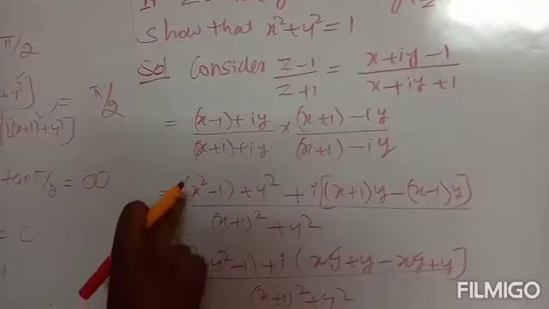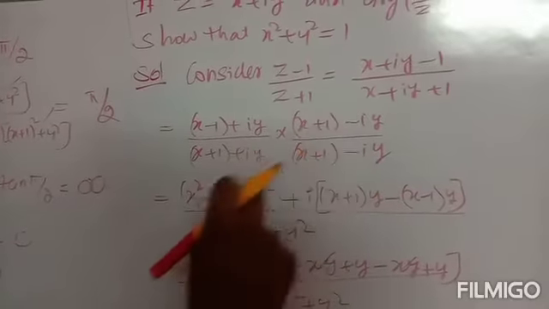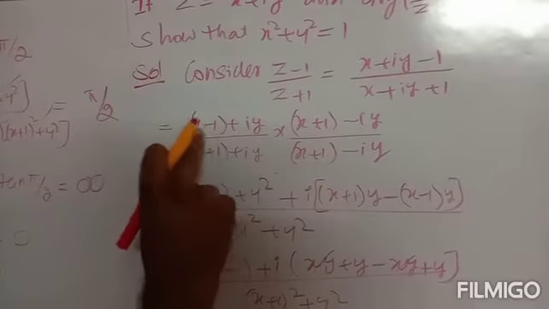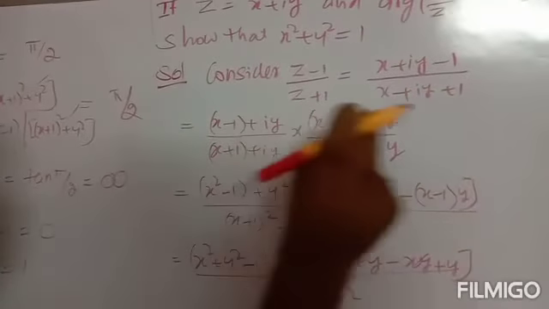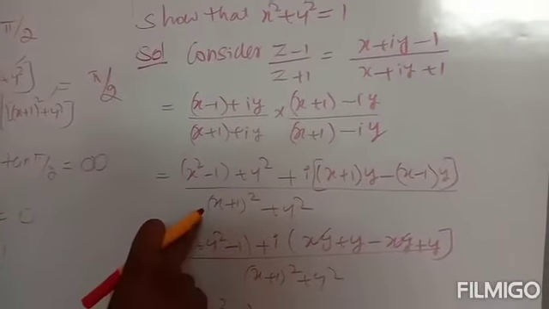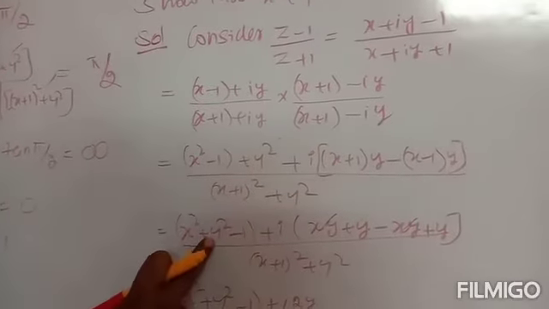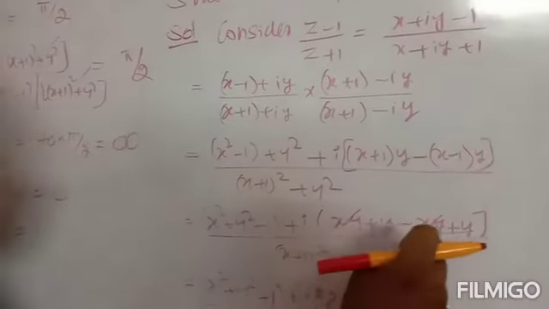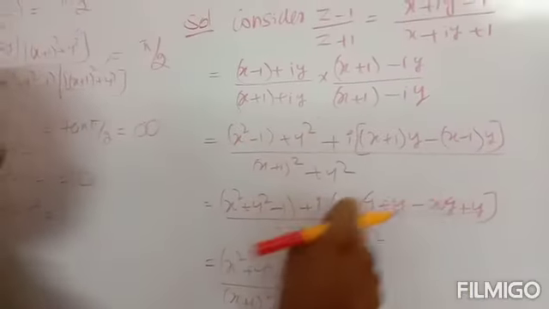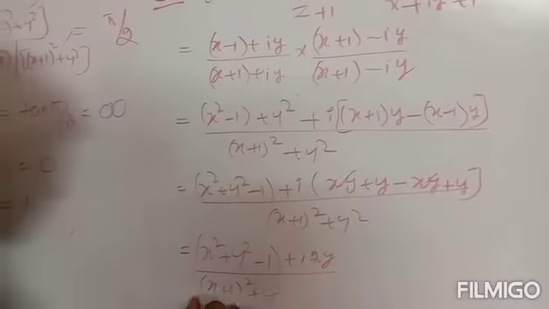So we can multiply: (x - 1)(x + 1) gives x² - 1, and i² gives plus y², plus i into [(x - 1) y... (x + 1) y - (x - 1) y]. So we can simplify using (a + b)(a - b): the denominator is (x + 1)² + y². The real part is x² + y² - 1, plus i into (xy + y - xy + y), the xy terms cancel, we get 2y. So (x² + y² - 1 + i 2y) divided by ((x + 1)² + y²), that is (z - 1)/(z + 1).